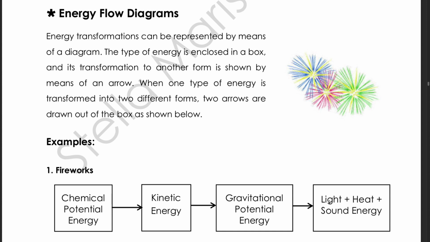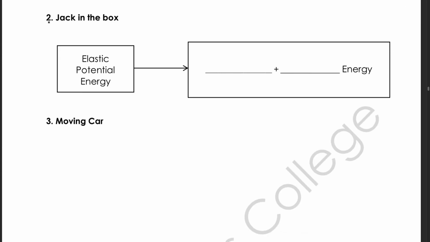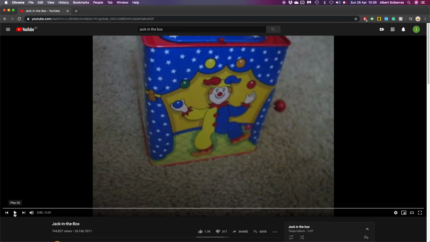There will be light because we will see it explode. Since it is an explosion, there will obviously be a lot of heat, and we can always hear fireworks, so that will mean that there is a lot of sound energy as well. Moving on to page 32. Number 2. A jack-in-the-box. For those of you that have never seen a jack-in-the-box, this is what it is.